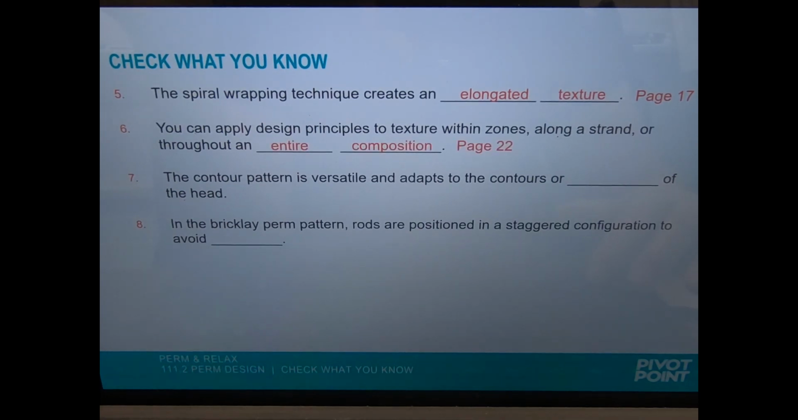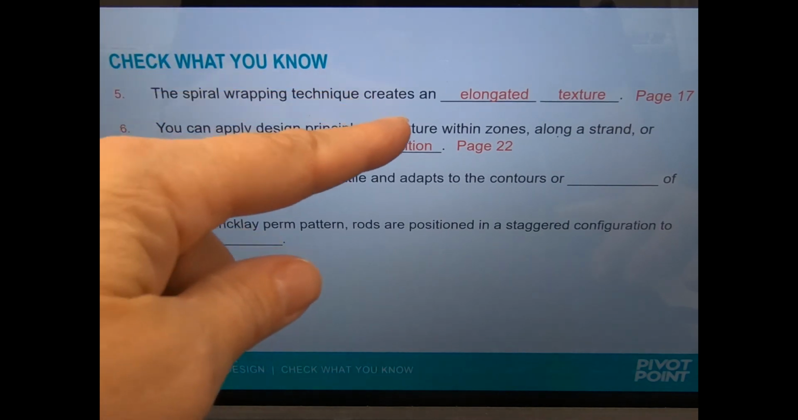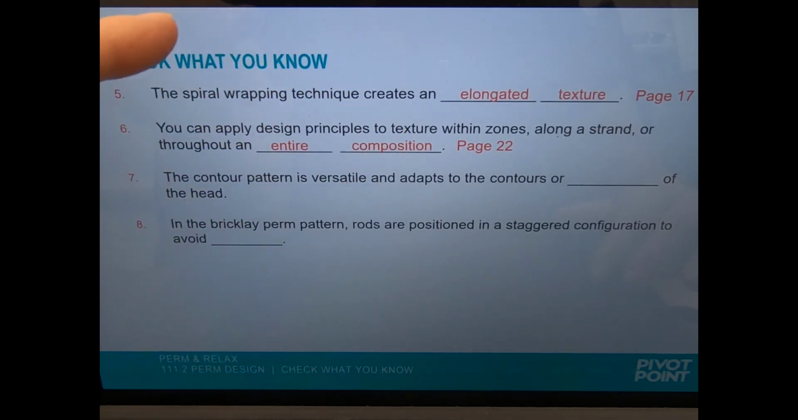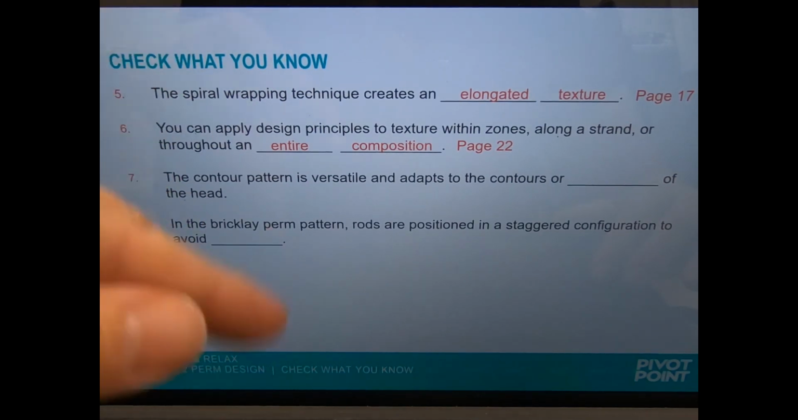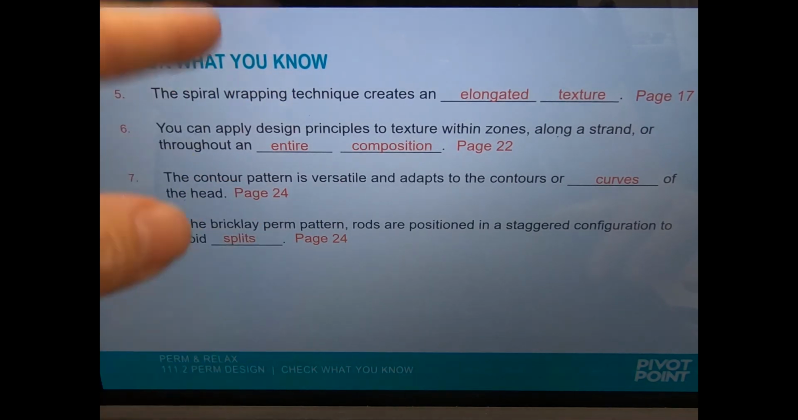Number 6, you can apply design principles to texture within zones, along a strand, or throughout an entire composition. So you could do contrast in a strand where you just wrap the base to give it volume there, and you leave it straight everywhere else. Number 7, the contour pattern adapts to the contours or curves of the head. And in number 8, the bricklay pattern helps you avoid splits. You don't see those perfect little rows in the head from wrapping a 9 section.